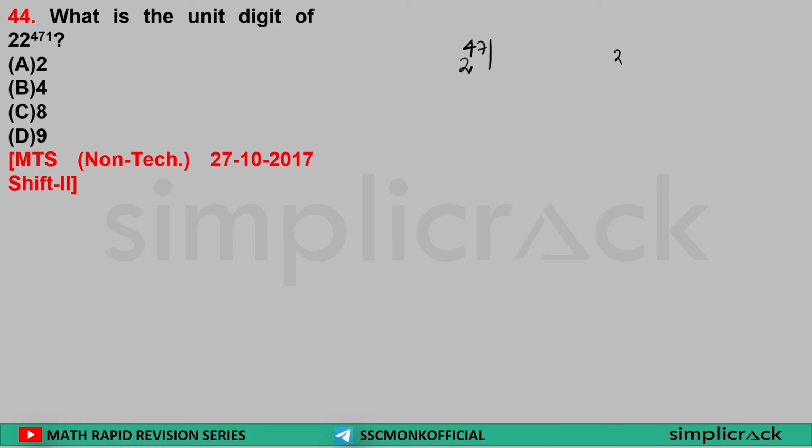What is the cyclicity rule of 2? Sir, 2, 4, 8, 6, then again 2. Now, if I divide it by 2, I will get what? Remainder 1. Remainder 1 means power 1. 2 to the power 1 is equal to 2. Answer option 2. Clear? Simple basic cyclicity rule.